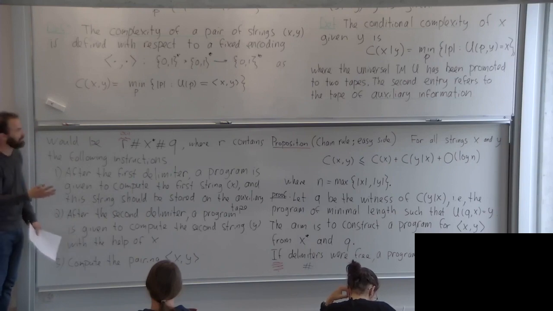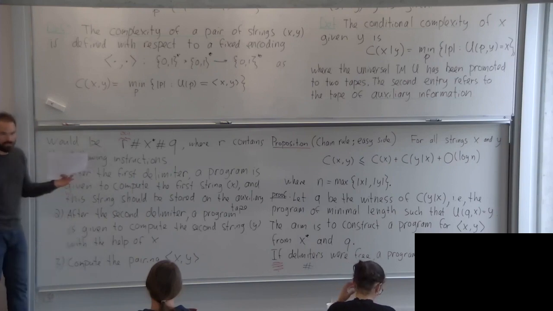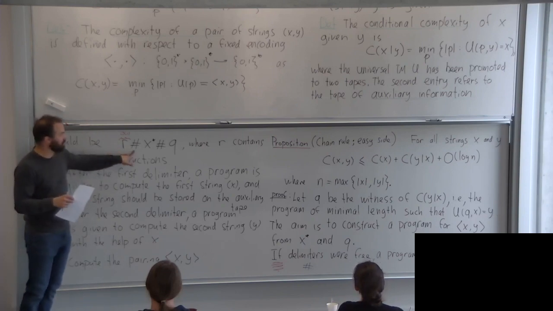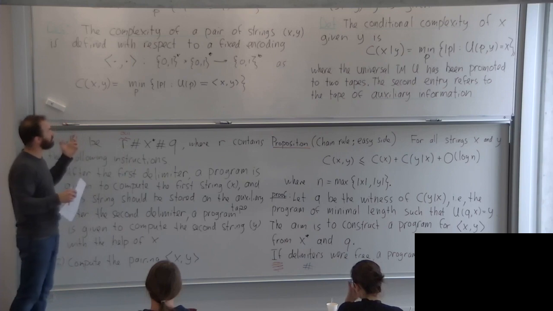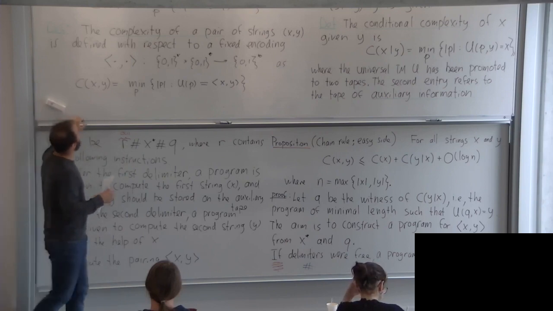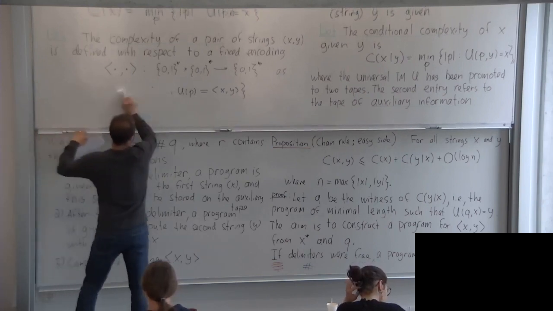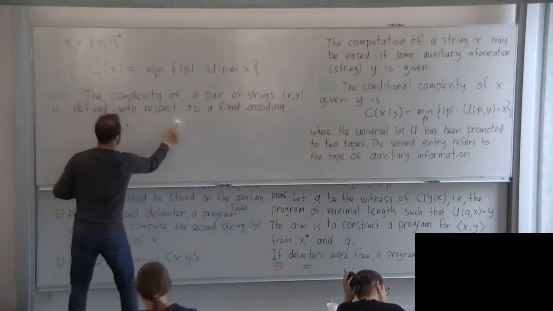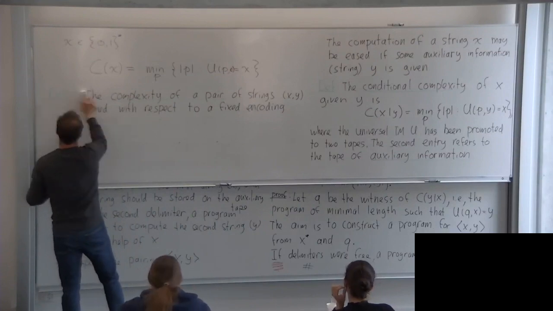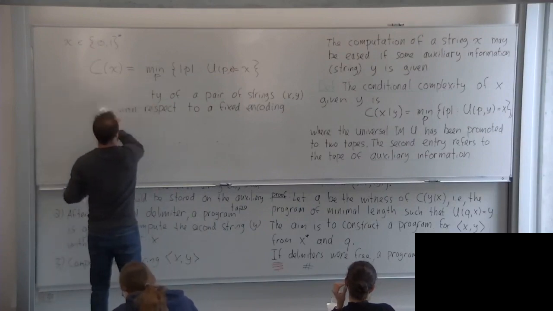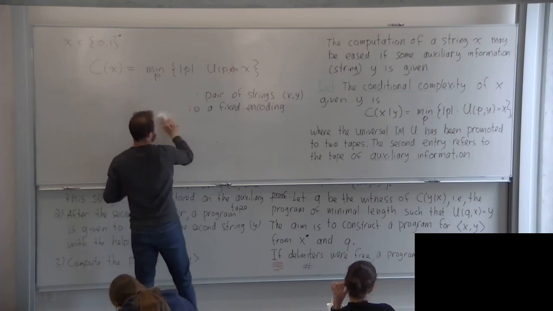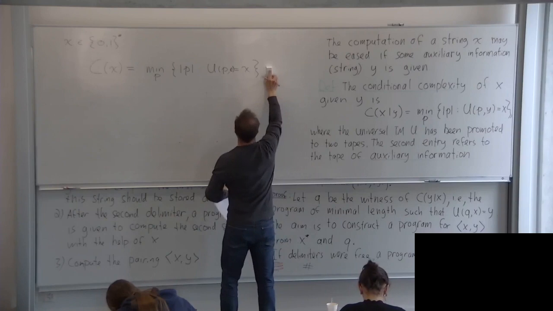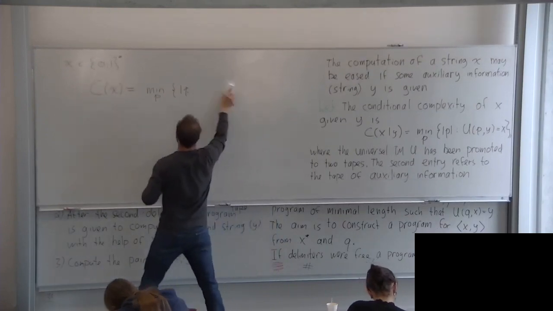But as we've mentioned, this is not a valid program. A program is to be made only of bits, only of zeros and ones. And now I'm invoking free delimiters. I'm changing my alphabet. But at least we have the gist of the idea. We can compute x and y by computing x from x star, and computing y given x from q, and then computing the pairing.